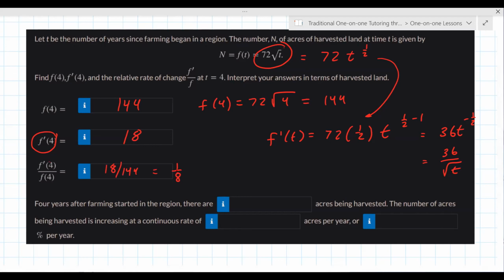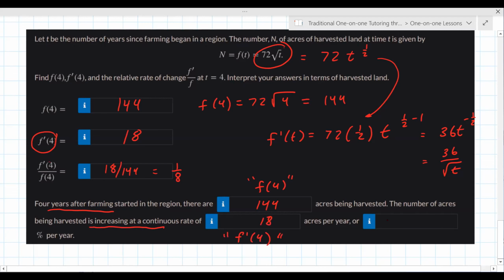The next part is, and maybe you got this on your first exam, the interpretation where you have to write a sentence. So 4 years after farming in the region there are, so this wants f of 4. See that, 4 years after farming? The number of acres being harvested is increasing. That refers to the derivative, that's f prime of 4, which is 18.